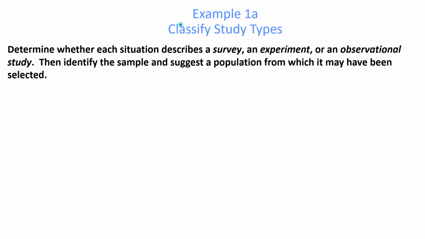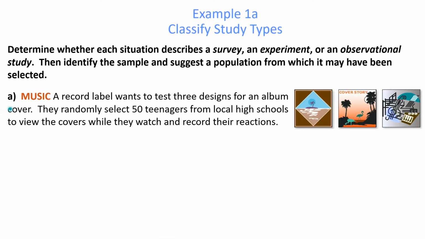Now, for example 1, we want to determine whether each situation describes a survey, an experiment, or an observational study. Then identify the sample and suggest a population from which it may have been selected. For example 1a, a record label wants to test 3 designs for an album cover. So we can see them here. They randomly select 50 teenagers from local high schools to view the covers while they watch and record their reactions.